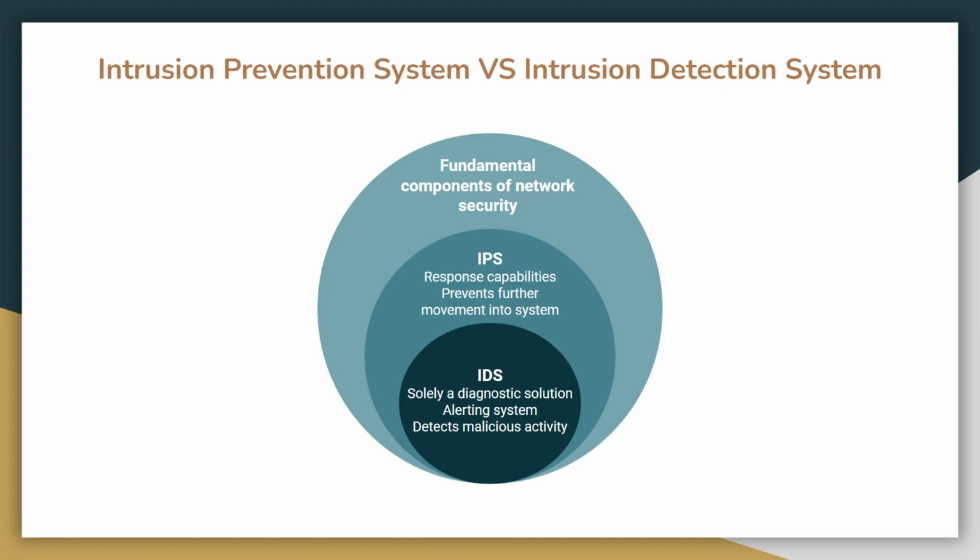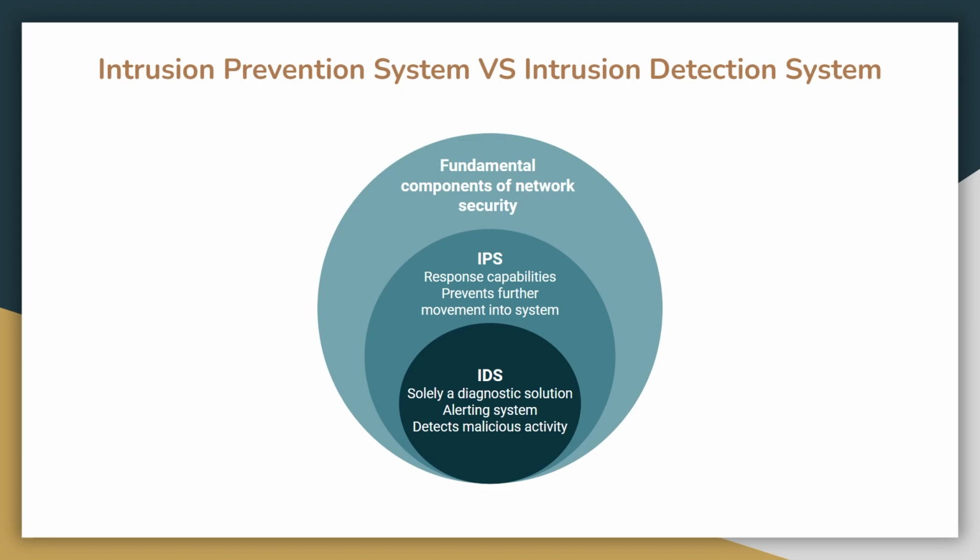An IPS, intrusion prevention system, has the same functionality as an IDS, an intrusion detection system, in terms of detection, but it also contains response capabilities, which makes it a system that has more agency. It takes this detection in an IDS a step forward and shuts down the network before access can be gained or to prevent further movement into a network.